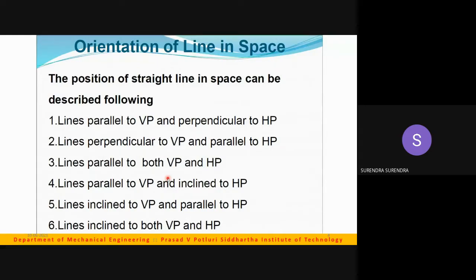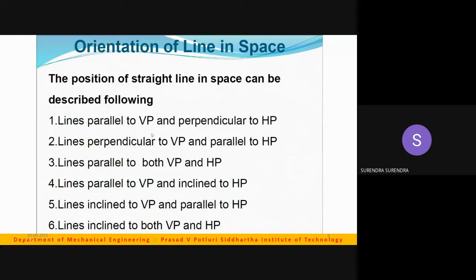That is, when the line is parallel to one reference plane and inclined to the other. In the projections of lines 1, sheet number 7, we are discussing only the first 5 conditions, that is, when a line is in simple position, either parallel or inclined to any one reference plane. Coming to the last option, when the line is inclined to both the vertical plane and the horizontal plane, it is a little bit complicated. We'll discuss these problems in sheet number 8, and we'll name the sheet projections of lines 2. I divided them just for simplification purposes, into projections of lines 1 and projections of lines 2.